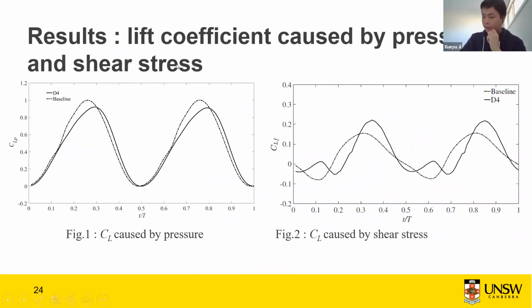Because the lift coefficient is not decreased by the serration while we can achieve the noise reduction, here we conducted a study of the lift coefficient. We separate the lift coefficient into 2 parts. The first part is caused by the pressure, and the second part is caused by the shear stress. Here, I show you the instantaneous lift coefficient in a flapping cycle. The first picture is the lift coefficient caused by the pressure for D4 and the baseline. It can be found that the baseline has higher pressure-caused lift than D4.